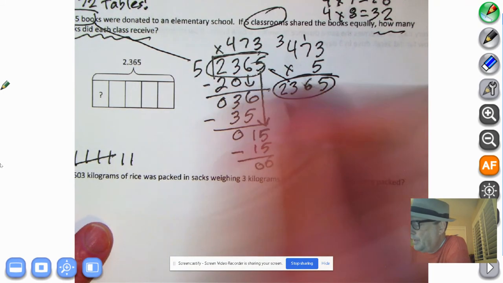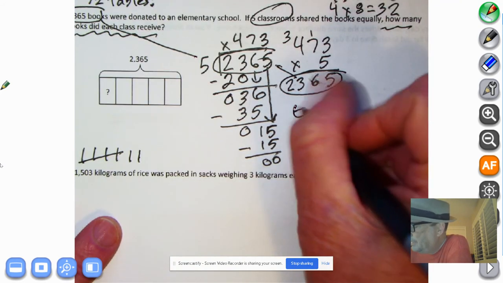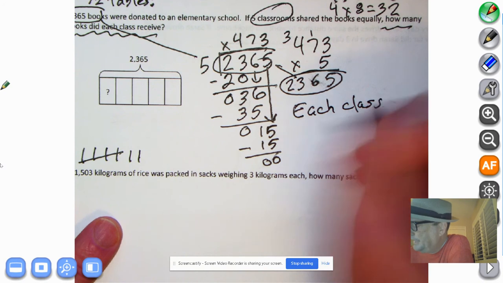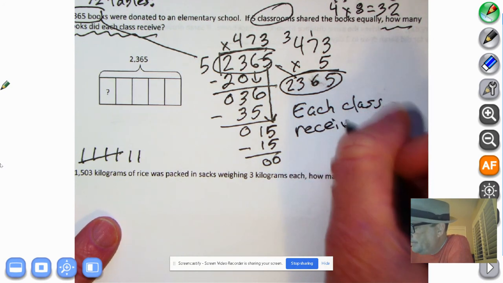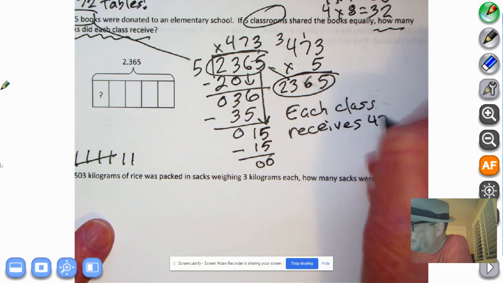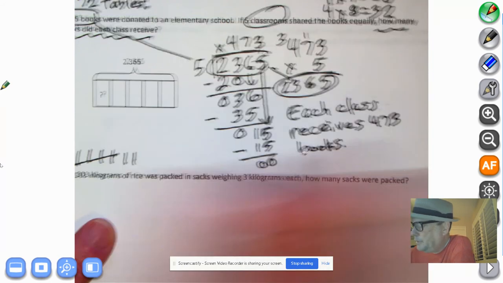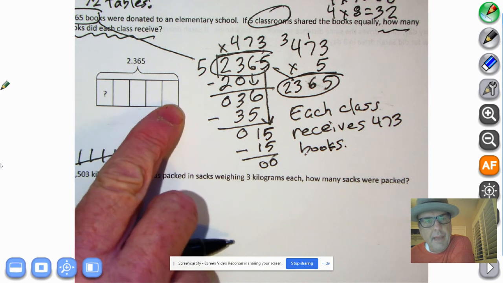So we can say, we didn't draw, Eureka Math drew for us, but we can say each class receives, I before E except after C, 473 books. So we didn't know the size of each group, but now we know that each one of these is 473, and that would equal 2,365.